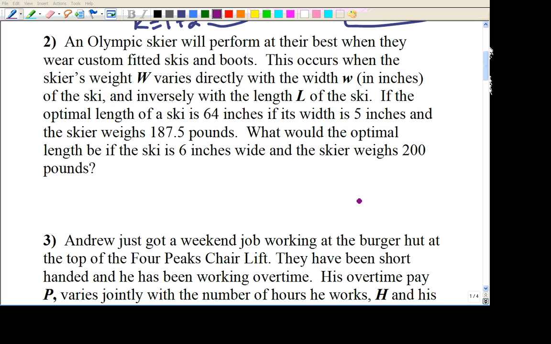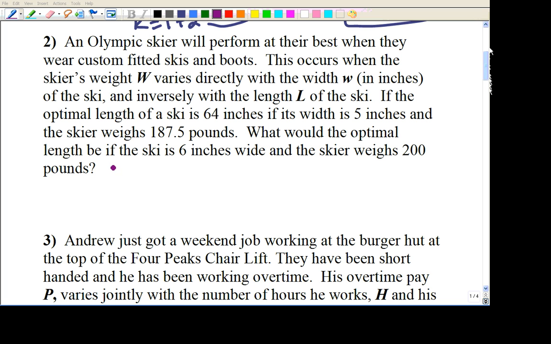Okay, number 2, an Olympic skier will perform at their best when they wear custom-fitted skis and boots. This occurs when the skier's weight W varies directly with the width w, which is in inches, of the ski, and inversely with the length L of the ski. If the optimal length of a ski is 64 inches, if its width is 5 inches, and the skier weighs 187.5 pounds, what would the optimal length be if the ski is 6 inches wide and the skier weighs 200 pounds?